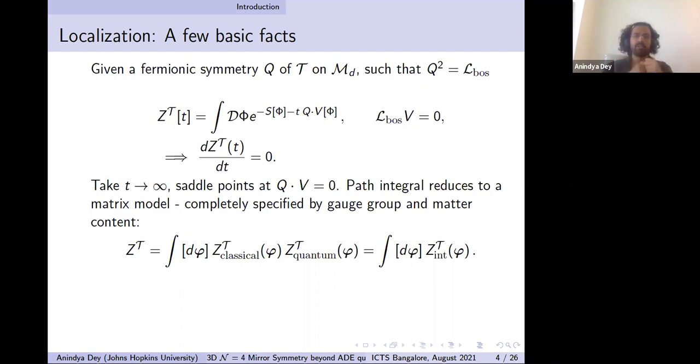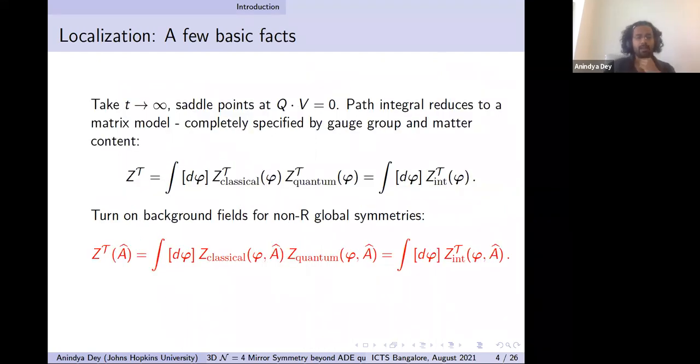And if your bosonic symmetry is strong enough, then this will restrict you to a set of points, or at times a single point, so that the path integral will essentially reduce to a matrix model. This is completely specified by the gauge group and the matter content of the UV Lagrangian. So this is a generic structure of such a partition function. So there is a classical piece and there is a quantum piece, and both pieces could be read off from the gauge group and the matter content of the theory.